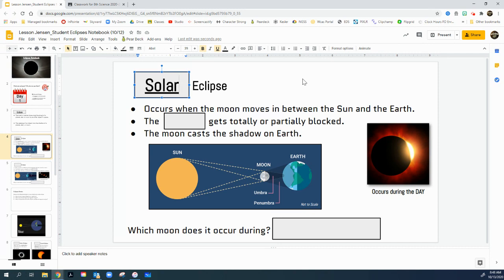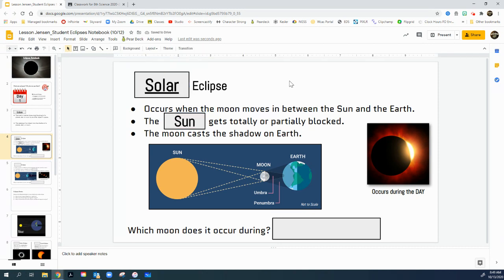We're talking about the sun involved with it. This one, we're talking about a solar eclipse. It's involving the sun. It occurs when the moon moves in between the sun and the earth. So when the moon becomes like the cream filling inside of an Oreo, the sun is one crust of an Oreo, the earth is the other crust, and the cream filling is like the moon. That's when we get that solar eclipse. And what's happening is the sun, Sol, gets totally or partially blocked. Sometimes it's partially blocked, but totally blocked is the really cool one. So a solar eclipse happens when the sun is getting blocked by the moon.